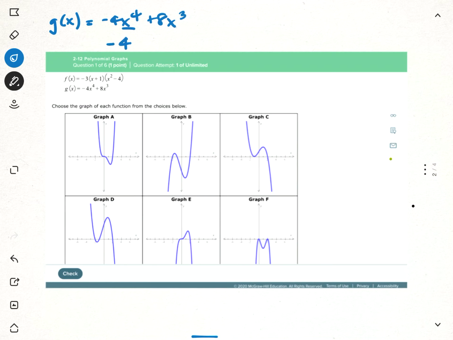And both of these have x's, so I can take out as many as 3 x's from both of them. If I took out 4, we wouldn't have enough from the 8x cubed. So I'm going to take out x cubed.